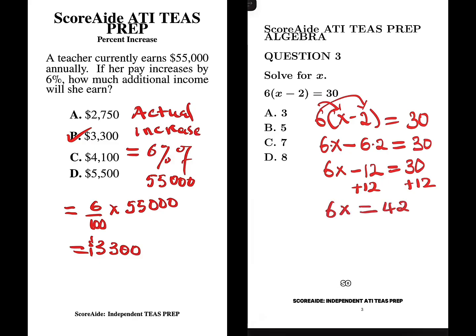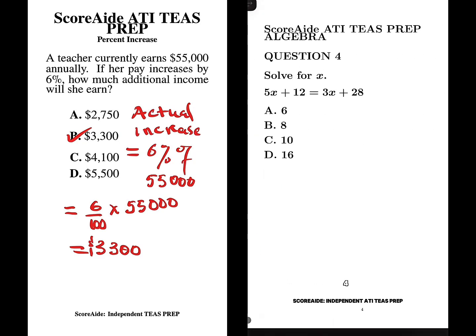Right? And we divide both sides by 6. And you see that x here is equal to 42 divided by 6, which is 7. That is clean and simple. And the answer is C, right?